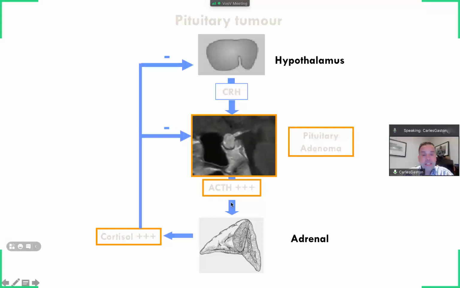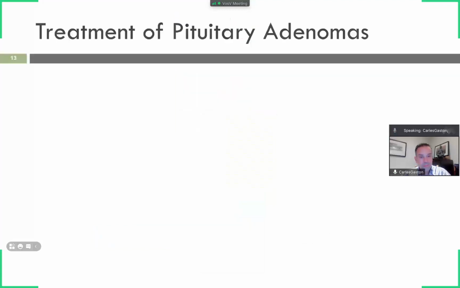So what happens is that ACTH targets the adrenal gland. The adrenal gland, because there is more ACTH, produces a lot more cortisol and then feeds back negatively into the hypothalamus and the pituitary gland to produce less CRH, remember, corticotrophin releasing hormone, right? Because there is too much of this hormone. So this is a homeostatic way of controlling hormone imbalance. So what are the treatments of pituitary adenomas?